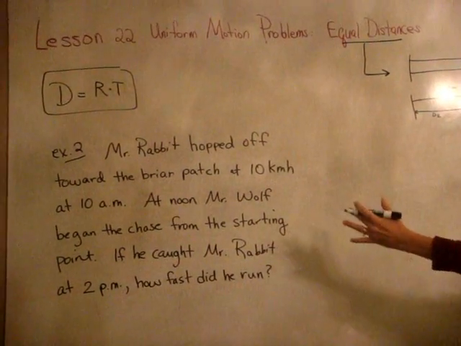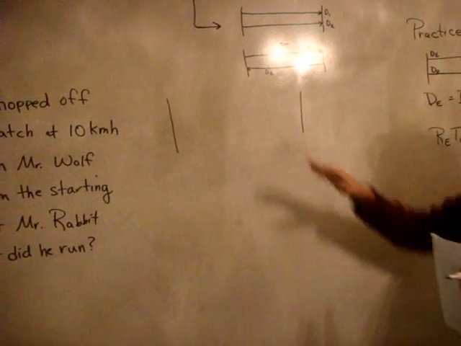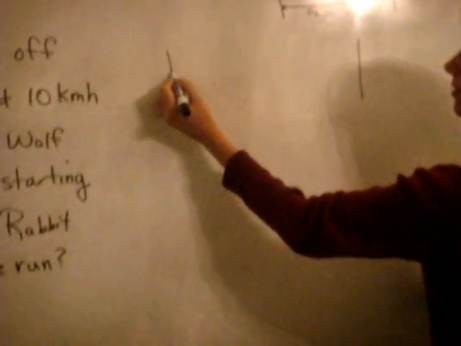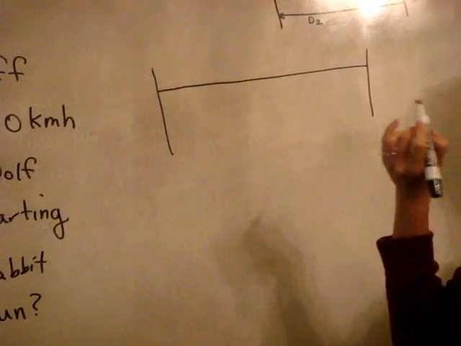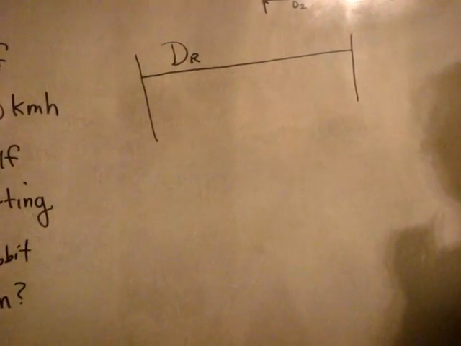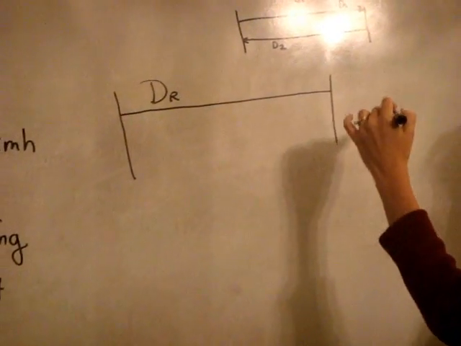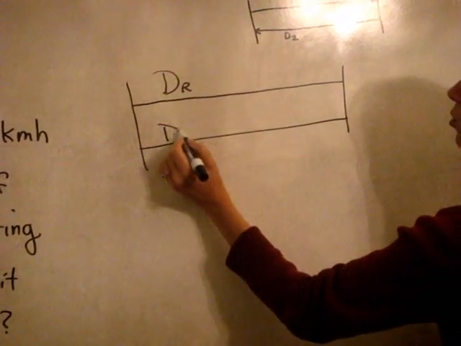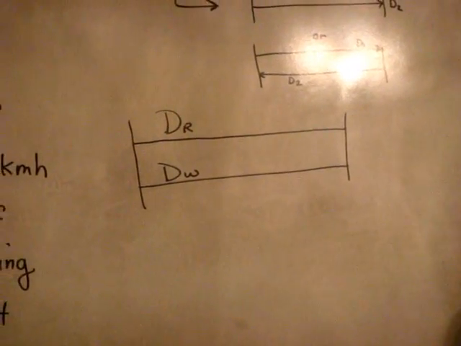You always start out first drawing your 2 parallel lines and setting up your picture. So first we have poor Mr. Rabbit. He started from here and he hopped his way merrily across here until he got caught by the wolf. That's the distance of Mr. Rabbit, right there. The wolf started at the same starting point and ended when he caught the rabbit, so they both ended at the same time. So this is the distance of Mr. Wolf. We can see their distances are the same, so we set up our equation.